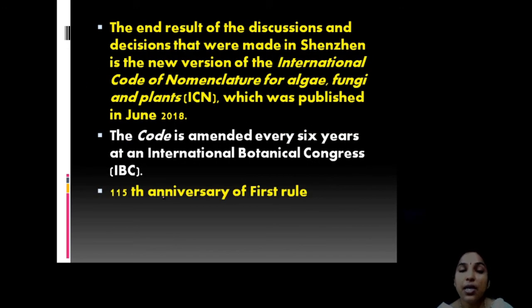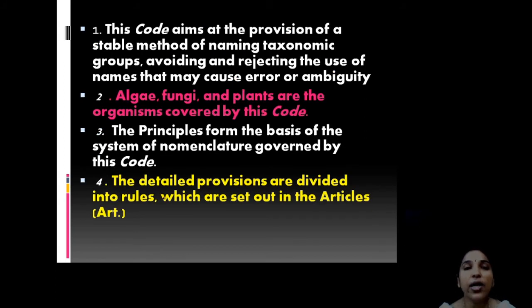In the Shenzhen code, the modifications made in the new version are available in that book, and the code is amended every 6 years. Now, the next is 2023. This is the Shenzhen code, the 115th anniversary of the first rule. The first rule is in the Paris code. After 115 years this Shenzhen code was published. This code is a stable method of naming, and errors are mostly avoided, and it is very clear.